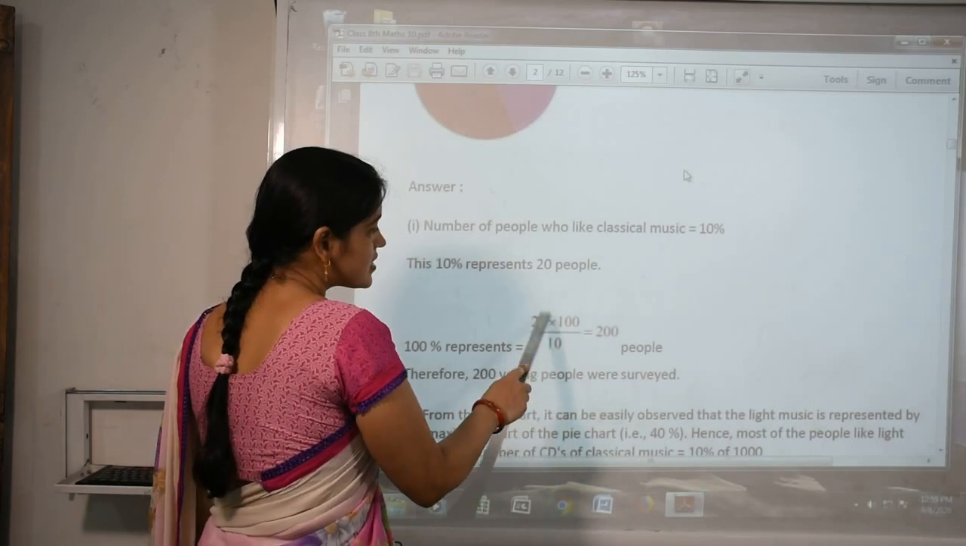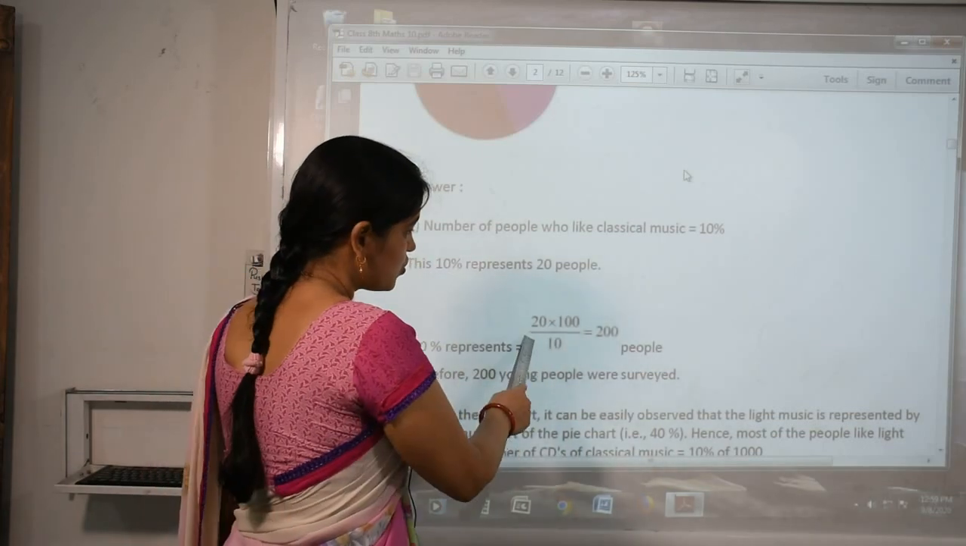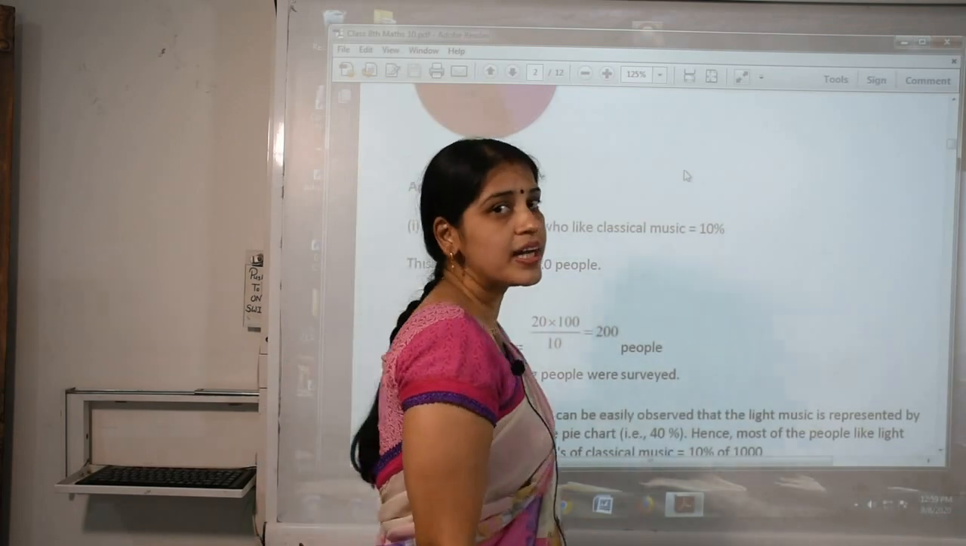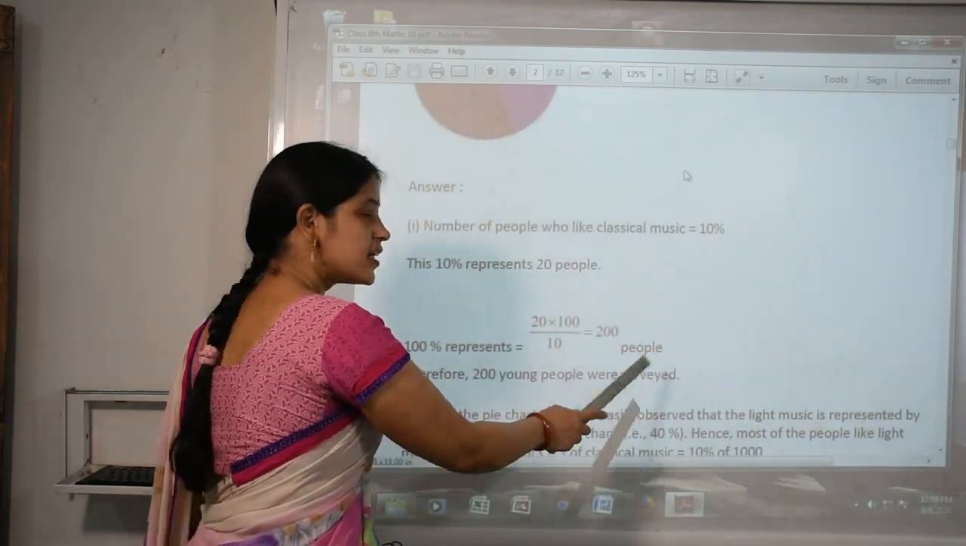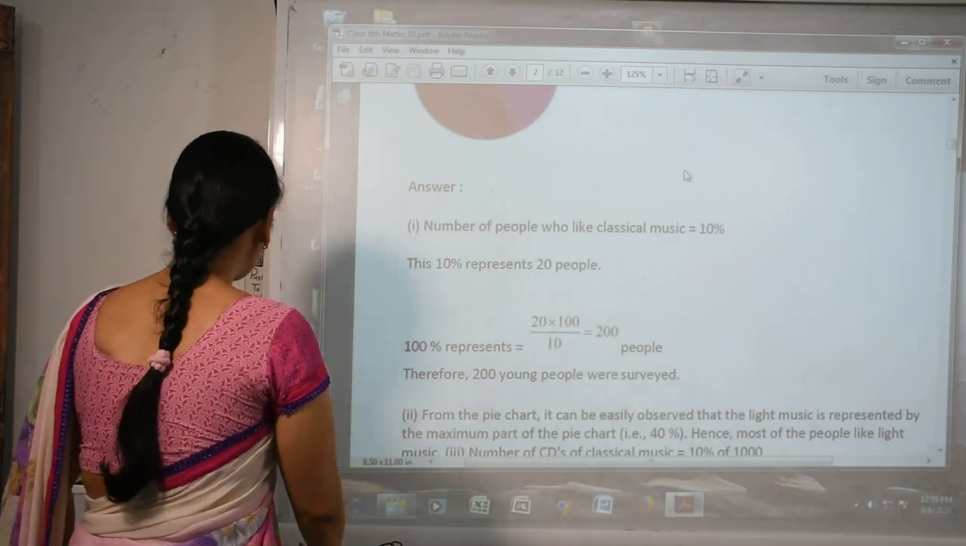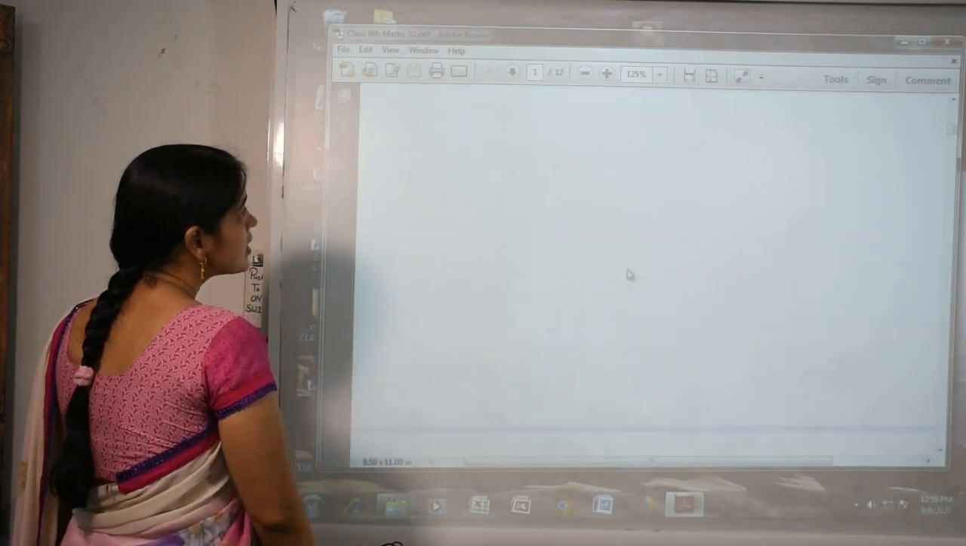So this 0 and this 0 get cut. So 2 into 100 it is 200 people. So total 200 young people were surveyed. Okay. Now question number second.